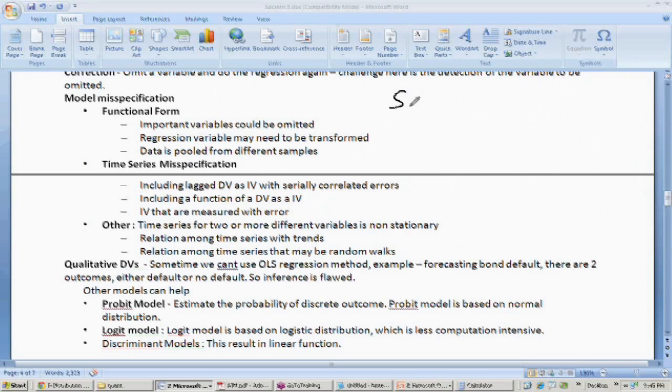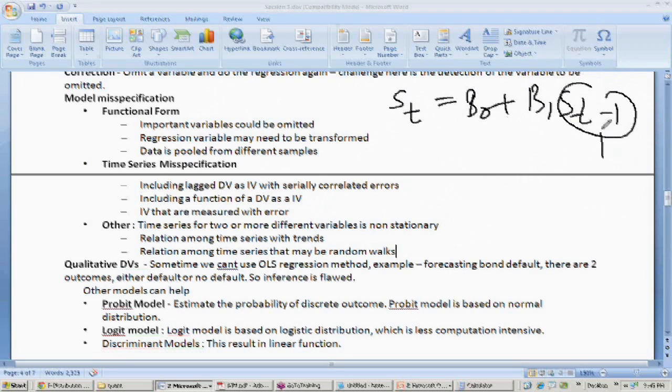What is a time series misspecification? Many times people do a regression analysis on sales. They will say sales for a period is dependent on sales of a previous period. So here you are saying this is my independent variable and this is the dependent variable. But what is this independent variable? It is nothing but a lag of the dependent variable. So you are including a lagged dependent variable as an independent variable.